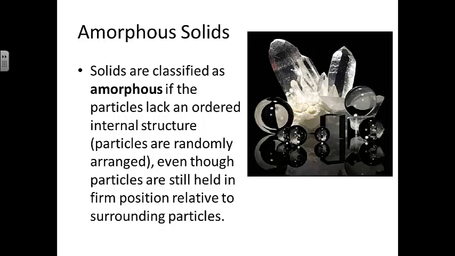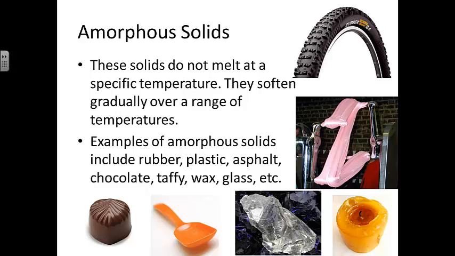Now, they're held firmly in place, they are not moving around, sliding past each other or anything like that, but they don't have a definite crystalline structure. They're more disorganized. All of these solids are amorphous solids that are pictured here. Examples such as rubber, plastic, asphalt, chocolate, taffy, wax, and even glass. These solids do not melt at a specific temperature. As you may have experienced with holding chocolate in your hand, it doesn't go instantly from solid to liquid like an ice cube does. It will gradually soften over a range of temperatures before it becomes a liquid.